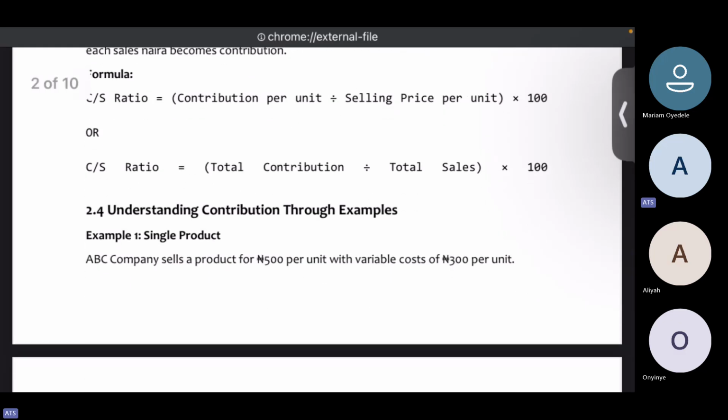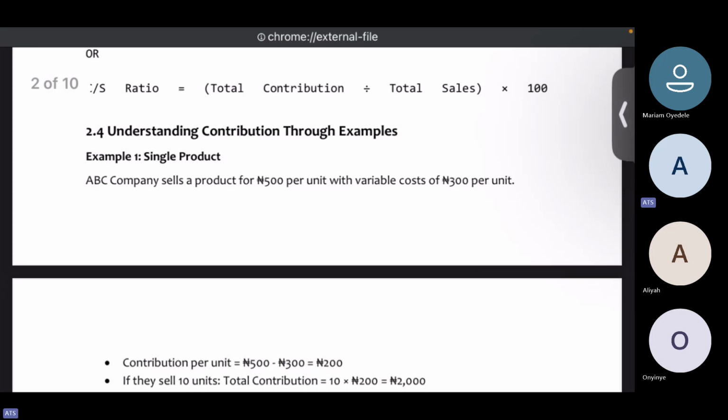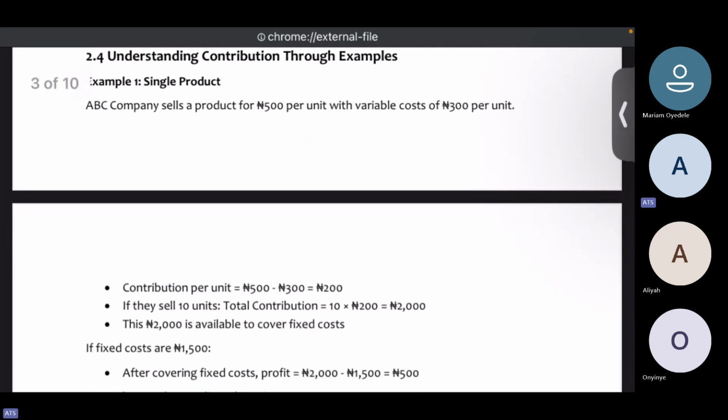Now, let's look at some examples. We're just going to walk through them. As I said, we are going to take examples at the end of the class. Let's just walk through these ones. ABC company sells a product for 500 naira per unit with variable cost of 300 naira per unit. So you can see contribution per unit here is 200 naira. So it is that 200 naira that you have to contribute towards fixed cost for each unit.